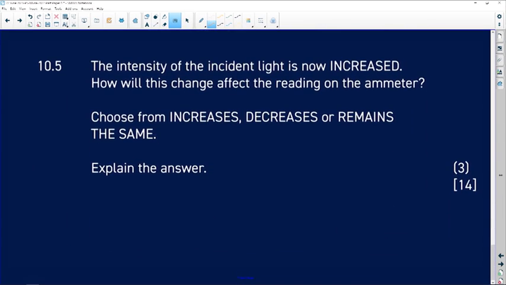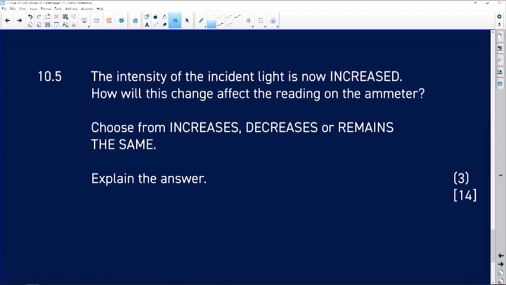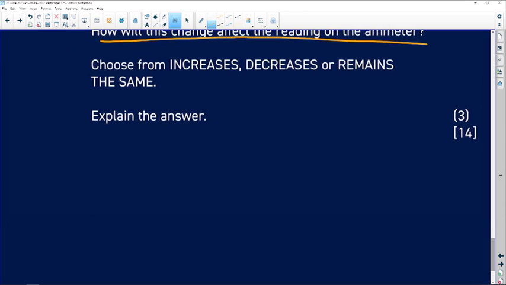10.5. In 10.5, what are they asking us? The intensity of the incident light is now increased. So we are increasing the intensity of incident light. How will this change the reading on the ammeter? Choose from increase, decrease, or remain the same and explain your answer. What we need to know is that more photons will strike the surface of the metal per unit time because it is increased.